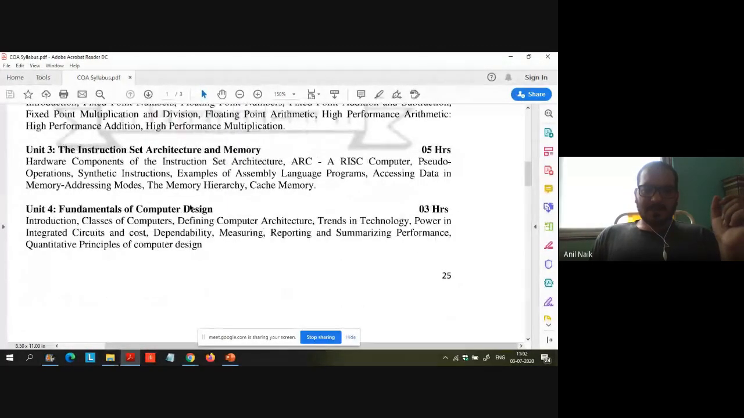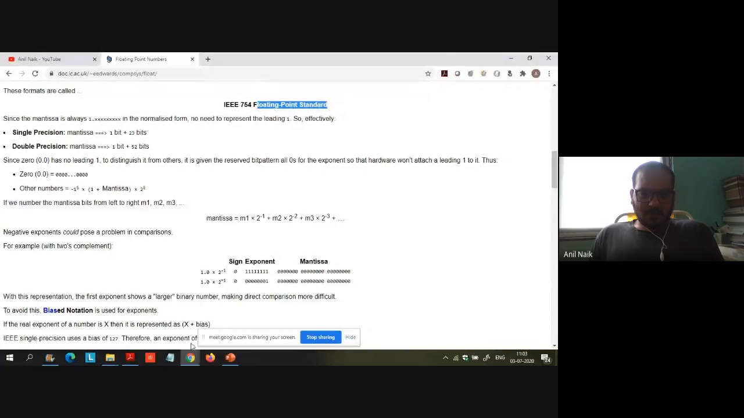Then fundamentals of computer design, the computer architectures, then the power in integrated circuits, like power consumption, and the cost. So this is about all the fundamental concepts of computer design, like power consumption. We will study in the first chapter the history of computers. So you know the first generation computer and now the fifth generation computer, it's very different in size and all. So I just want to know from your side.